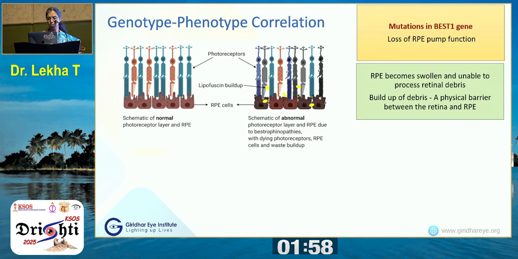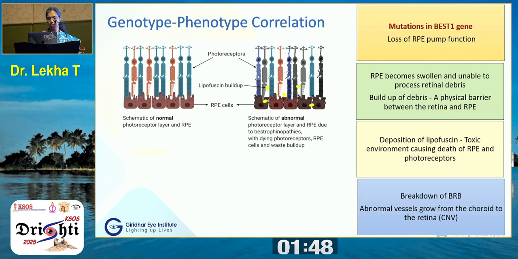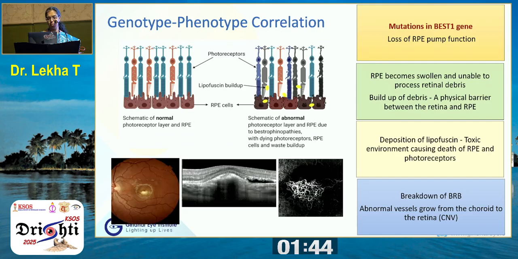So the RPE becomes swollen and unable to process the debris. So all the debris will build up, and that causes a physical barrier. And the deposition of lipofuscin causes more damage to the RPE and photoreceptors. And eventually, with the breakdown of the blood-retinal barrier, abnormal vessels can also grow, leading to the formation of CNV. And this is one indication for intervention in Best disease.